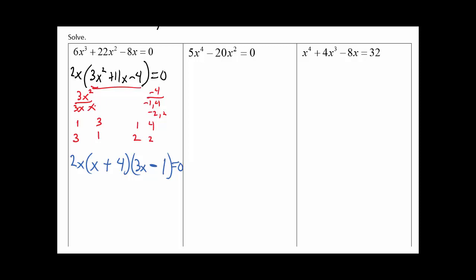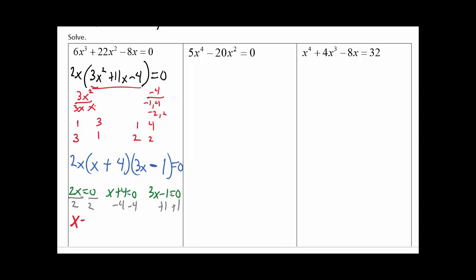I factored as far as I can go, and then I just want to set each one up and solve for 0. So that's going to be 2x equals 0, x plus 4 equals 0, and 3x minus 1 equals 0. We'll divide that by 2. Over here we'll subtract off 4. Over here we'll add 1.